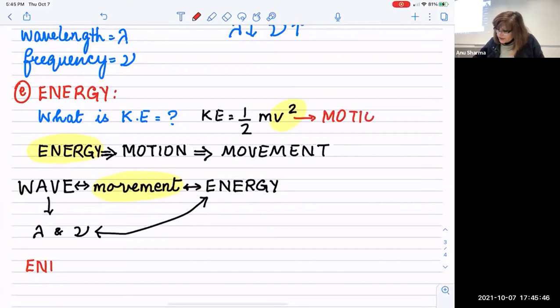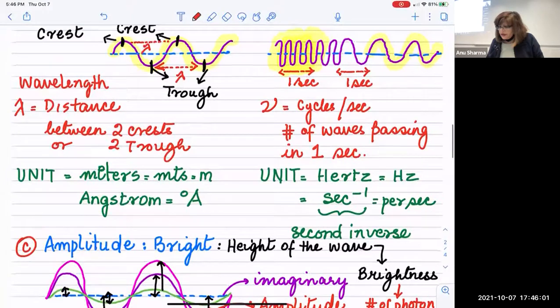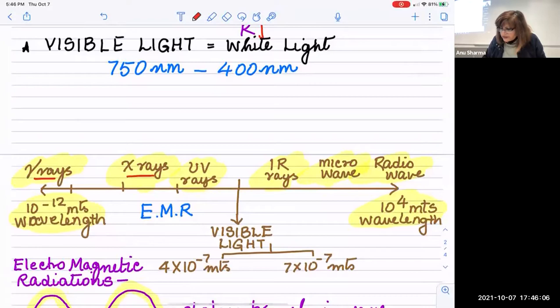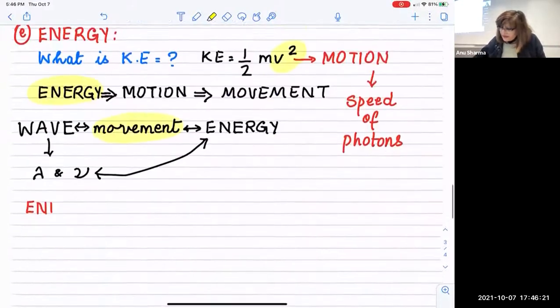Okay, and this motion relates to speed, the speed with which the photons are moving. That speed of photons determines the speed of which of these waves we are talking about: the speed of the gamma radiations, the speed of X-rays, the speed of the UV rays, the speed of IR rays, the speed of microwaves, the speed of radio waves, and the speed of our own visible light. And that speed of our own visible light is already known.